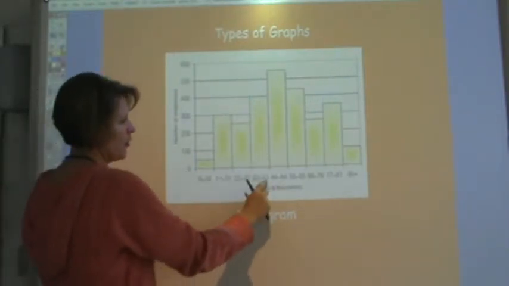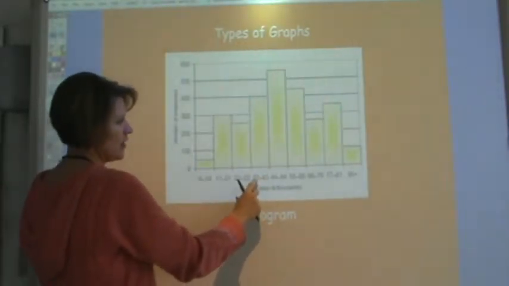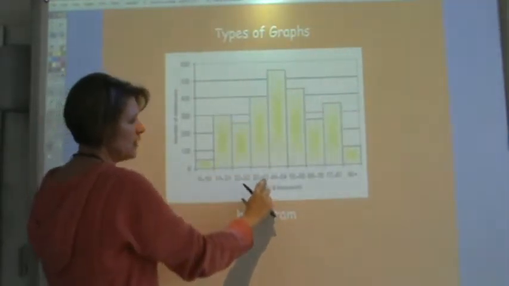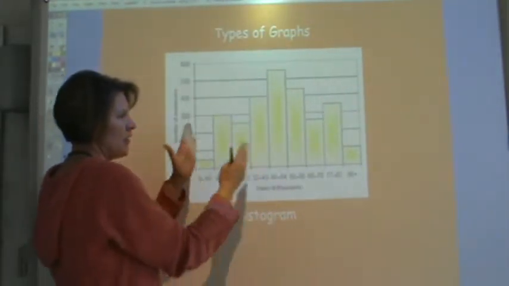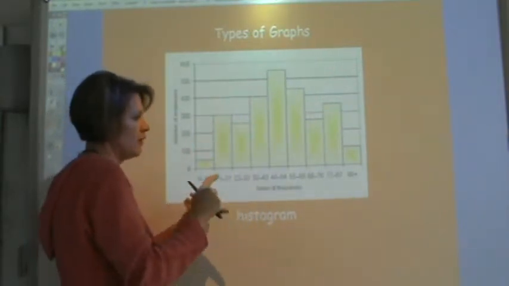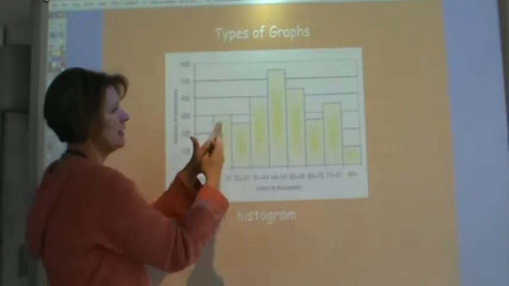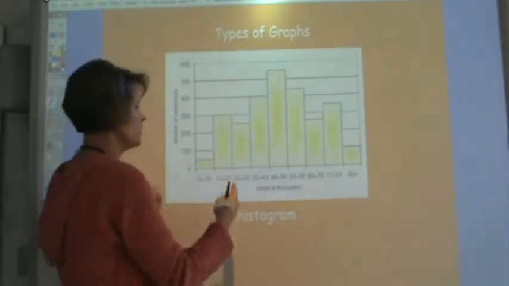You pop over here, $33,000 to $43,000, okay, 400 employees are making that. So between 43 and 44, there's nothing, so we don't put a space, because you're either making $43,999 or you're making $44,000. So we represent that by putting the bars so that they're touching.